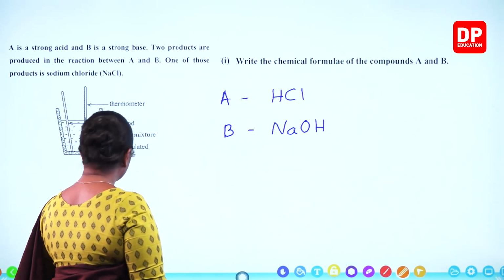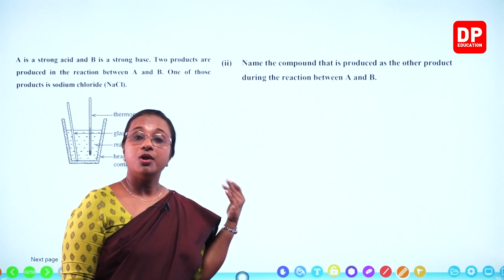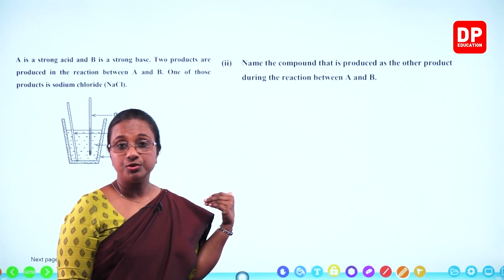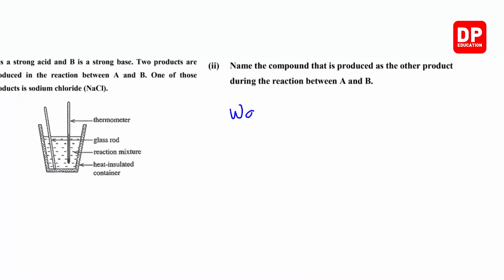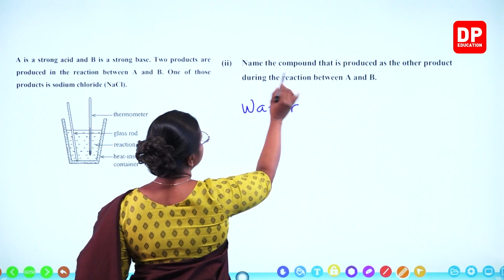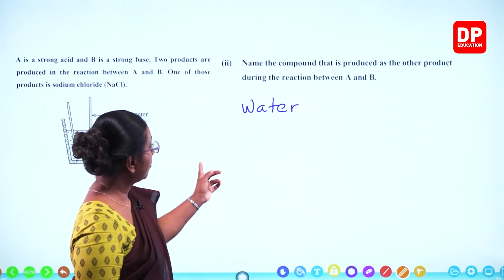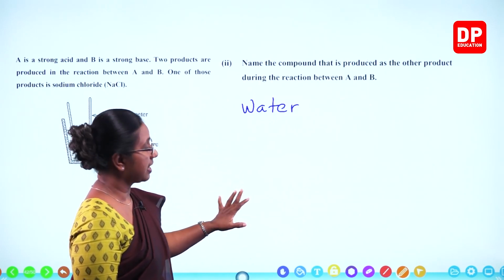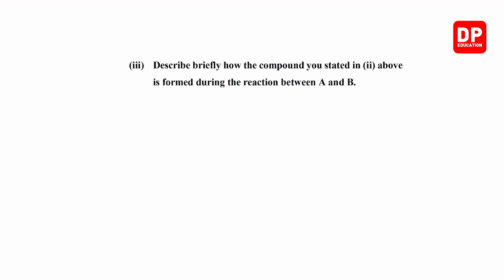Then the next part, the second one: name the compound that is produced as the other product during the reaction between A and B. Already I wrote the equation. You all know the other compound is water. Since they have said name the compound, you can easily write it as water. That is the other product. Is that clear?